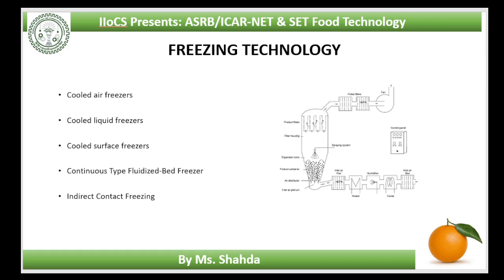In continuous type fluidized bed freezers, particulate foods are fed by a shaker onto a porous trough. The food is pre-chilled, and high velocity refrigerated air fluidizes the product, freezes it and moves it in a continuous flow for collection and packaging.